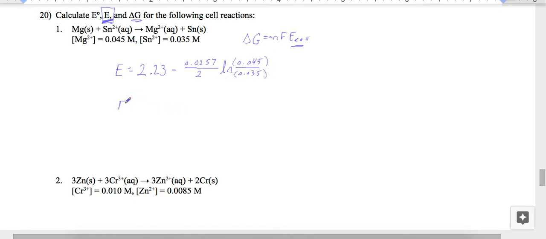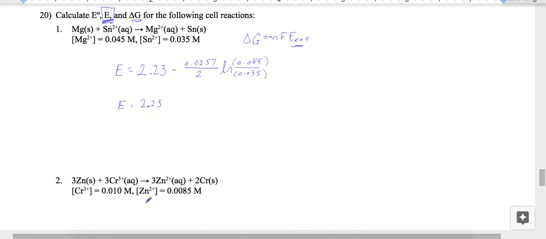And the voltage of that cell then is equal to still 2.23, actually. It doesn't change it. I mean, these are very close in concentration, so it's not going to change it really at all. It's an insignificant, negligible amount that it's different.